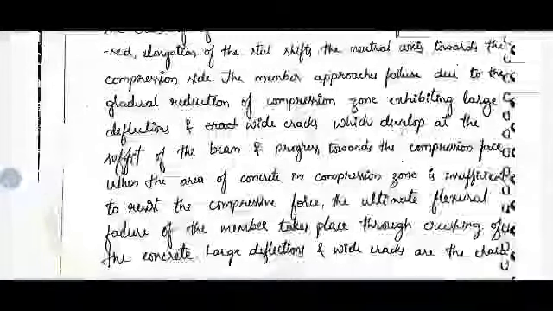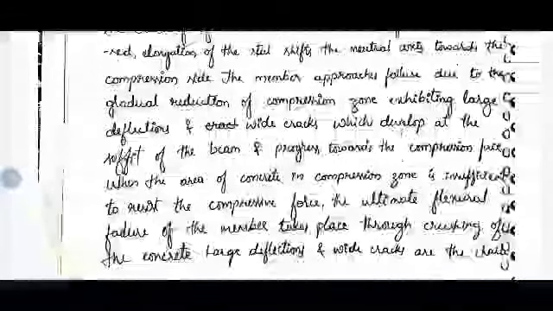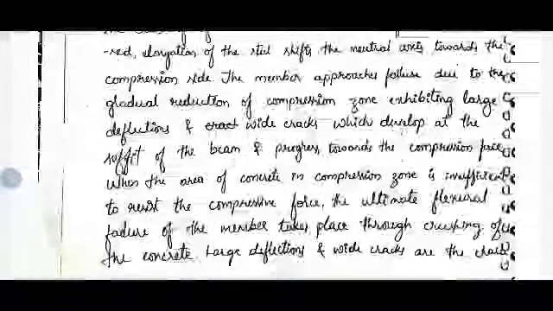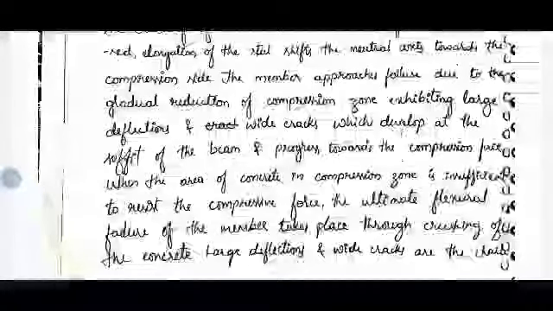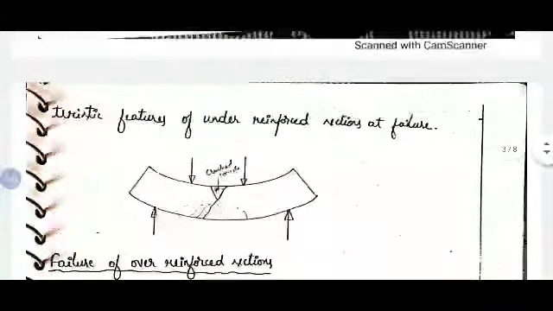So an under reinforced section can be identified because it will give larger deflections and wider cracks. As the deflection increases, cracks will develop in the tension zone and penetrate towards the compression zone. You can observe in the figure, at the bottom we have cracks developed in the tension zone, and at the top we have concrete crushed in the compression zone.